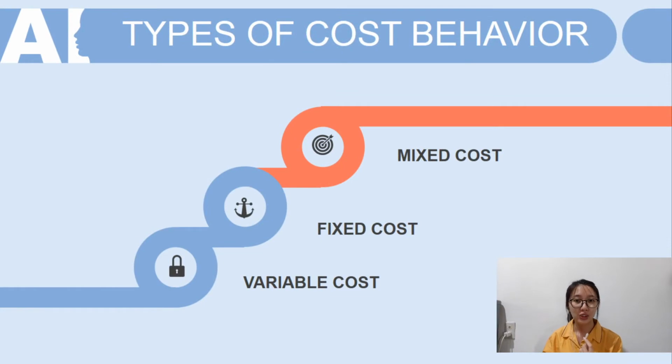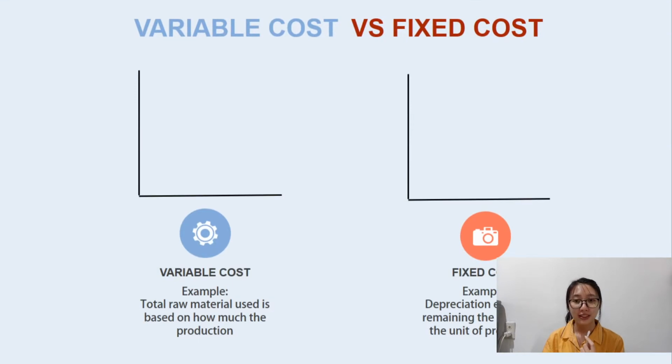And then the next one, there are three types of cost behavior. The first one is variable cost, the second one is fixed cost, and the last one is mixed cost. I'm going to explain the variable cost and fixed cost first, and then I'll proceed to the mixed cost. So what is the difference?